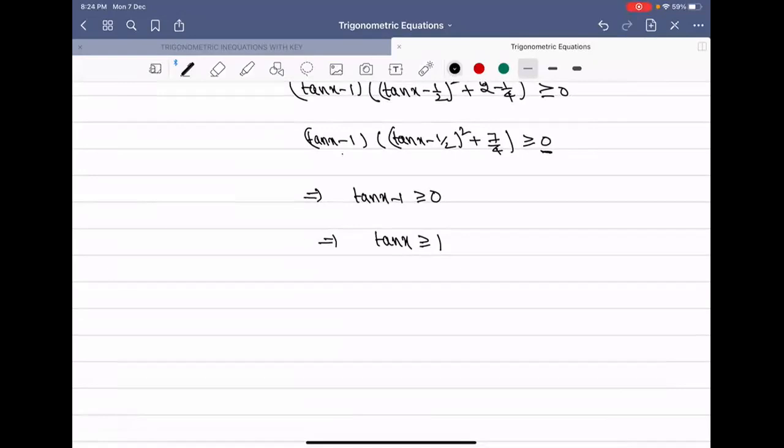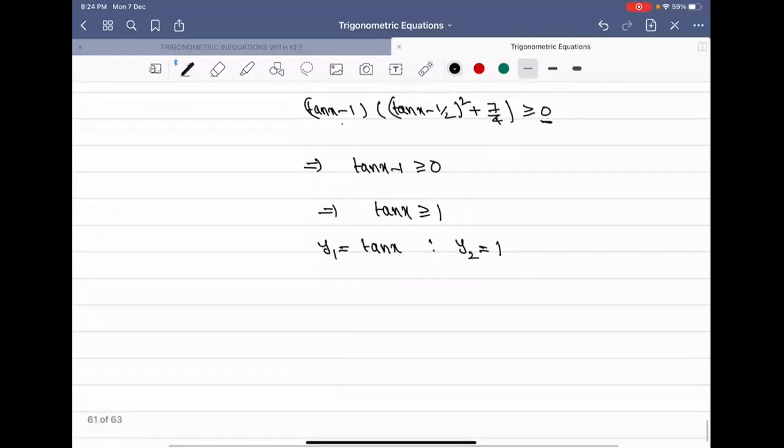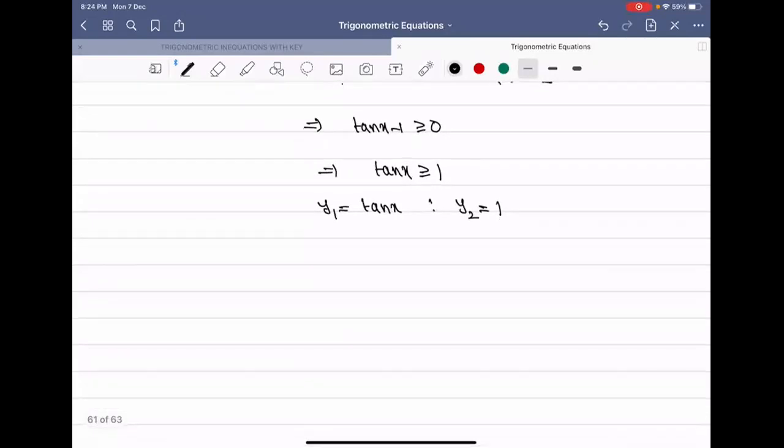Now we will draw the graph of tan x. In which interval is tan x? Now how to solve the inequalities? Draw the graph. y1 is equal to what? y2 is equal to what here? 1. You draw the graph of tan x and 1 on the same coordinate plane.